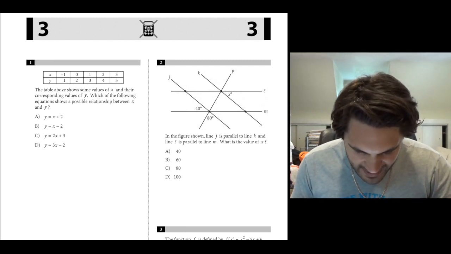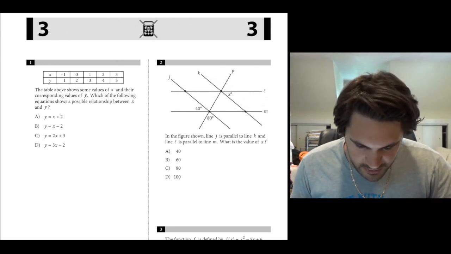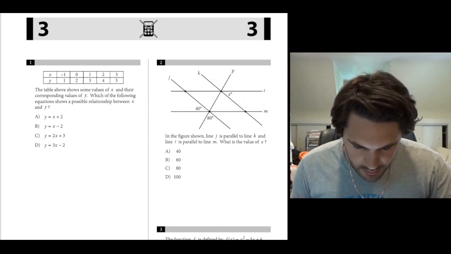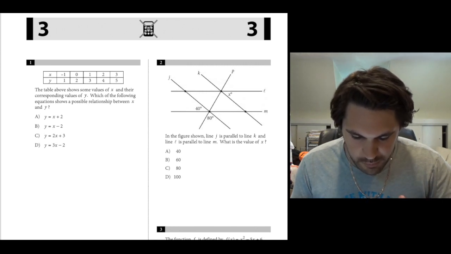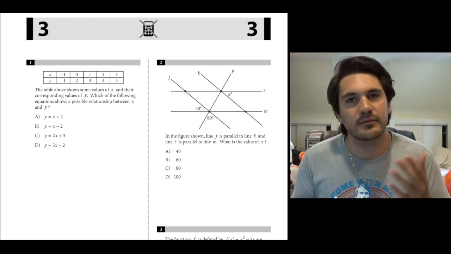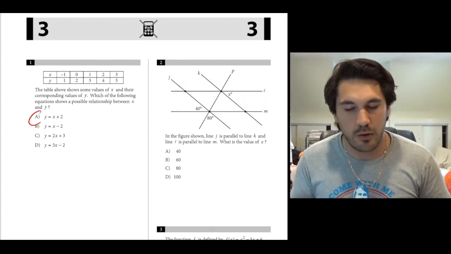First one, y equals x plus 2. Let's plug a few values of x in. If we plug in -1, we're going to get -1 plus 2 equals 1. Okay, that seems to work. If we plug in 0, we're going to get 0 plus 2, we're going to get 2. That works. If we plug in 1, we're going to get 3. If we plug in 2, we're going to get 4. We plug in 3, we're going to get 5. Lucky us, A worked first, so A is the answer. We can just move on.